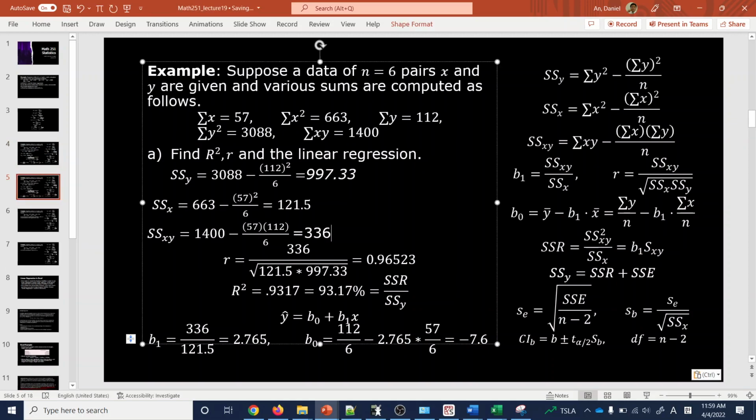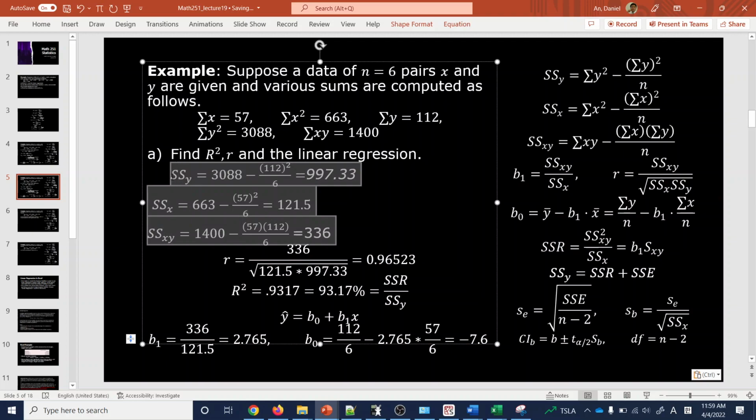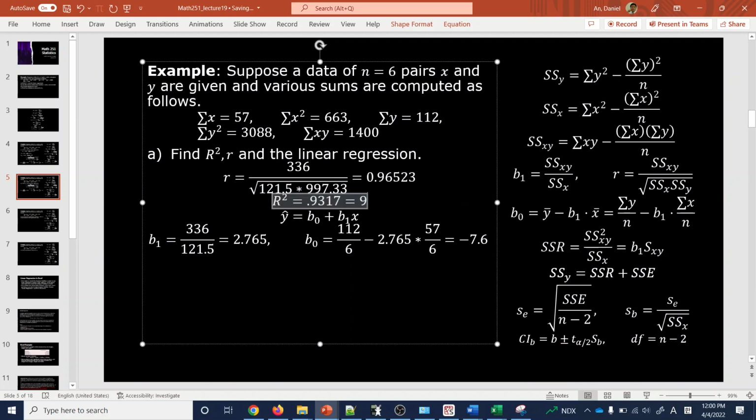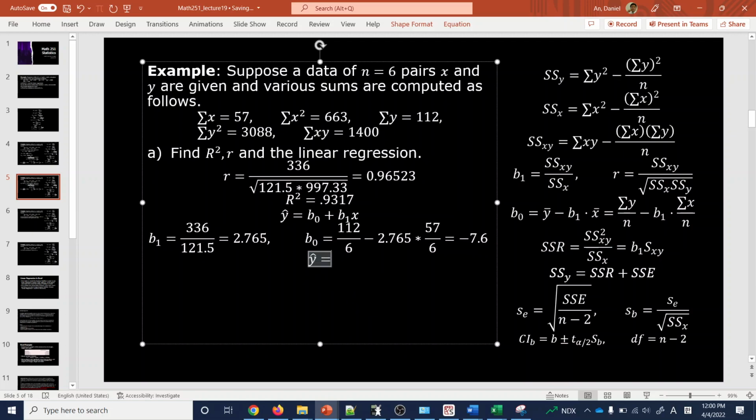All right, so let's delete the other stuff that's not part of the answer. Okay. And then into this linear regression, we have to plug in these values. So this will make it y hat equals negative 7.6 plus 2.765 x.